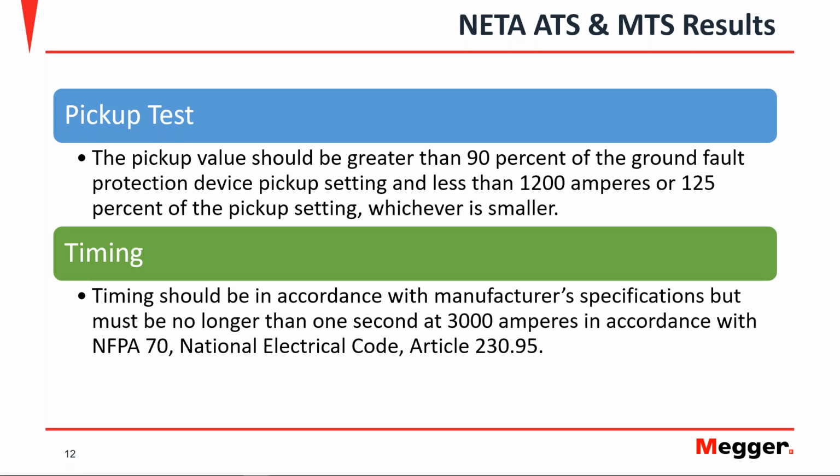For the timing, of course, it will refer to either manufacturer specs, or will refer back to the NFPA 70, the NEC, saying that the timing shouldn't be longer than 1 second at 3000 amps, right? So either manufacturer or back to the NEC. So that's basically what we have in terms of standards. Again, the requirement changed in 2017, making the test now mandatory for those breakers that have this protection element, and that we have to perform it with primary injection.